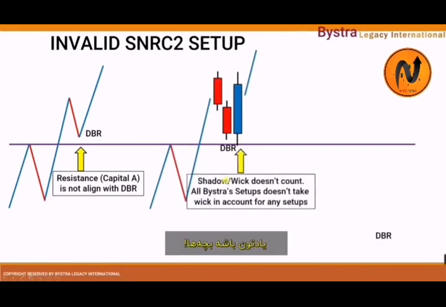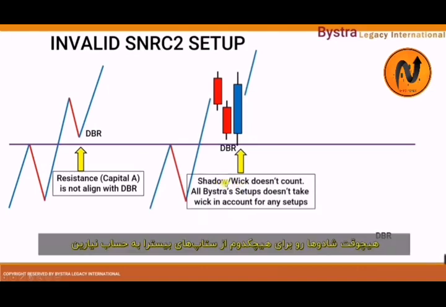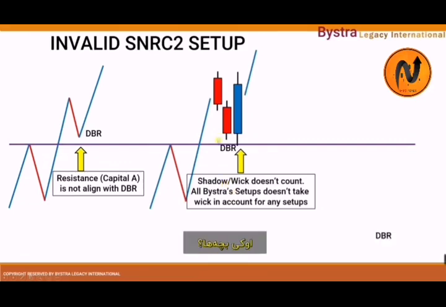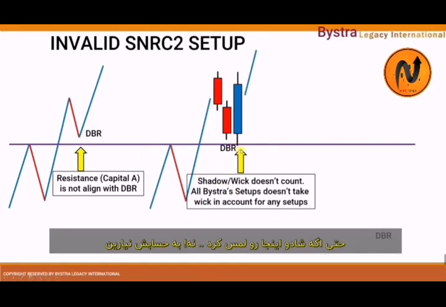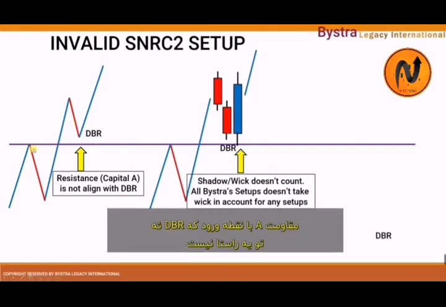Now remember guys, in all the Bijstra setups, we do not take the shadow or the wick as any setup at all. Okay, never take the wick or the shadow into account for any Bijstra setup. Okay guys, so even though the shadow touches here, no, it doesn't count. It must always be the body of the candlestick. In this case, the resistance A is not aligned with the entry point, which is the drop base rally.